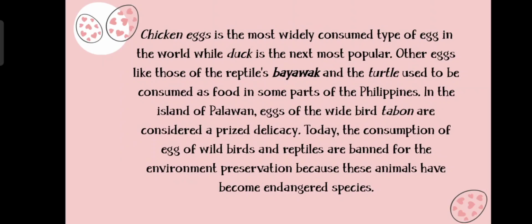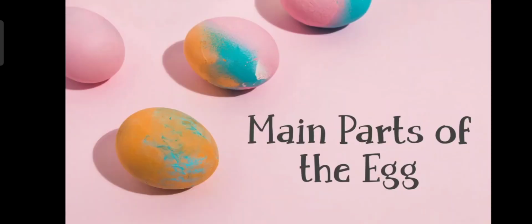Chicken eggs are the most widely consumed type of egg in the world, while duck eggs are the next most popular. Other eggs, like those of reptiles such as the bayawak and the turtle, used to be consumed as food in some parts of the Philippines. On the island of Palawan, eggs of the white bird, the bon, are considered a prized delicacy. Today, the consumption of bird and reptile eggs is banned for environmental preservation because these animals have become endangered species. So let's proceed to the main parts of an egg.